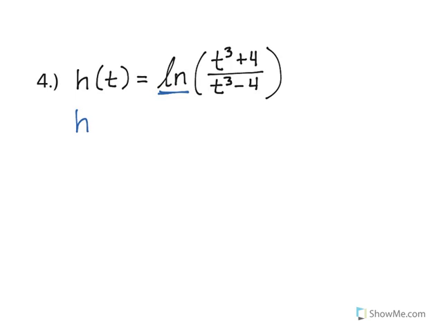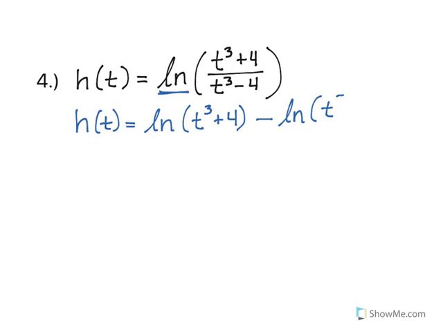So again, the original function h of t is equal to the natural log of the numerator, t cubed plus 4, minus the natural log of the denominator, t cubed minus 4. And already I have taken the quotient out of the problem. I've avoided using the quotient rule for differentiation. Okay, so now that I've expanded, I can go ahead and find my derivative. So now I'm going to switch to h prime of t. Now we've got two separate terms here, so we're going to find two separate derivatives.